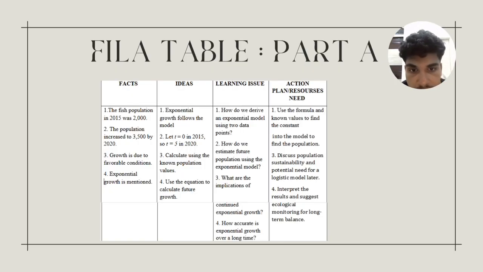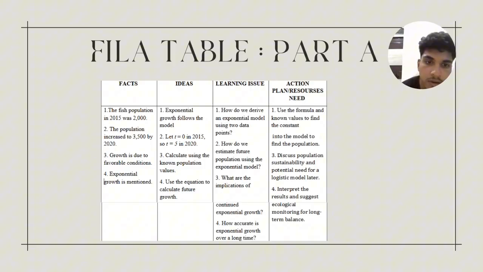Okay, ideas. First, exponential growth follows the model. Second, let t equal 0 in 2015, so t equals 5 in 2020. Third, calculate using the known population values. Fourth, use the equation to calculate future growth.